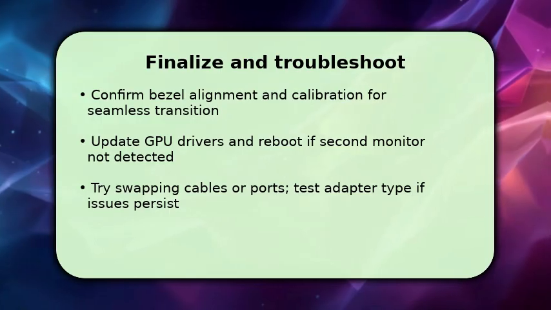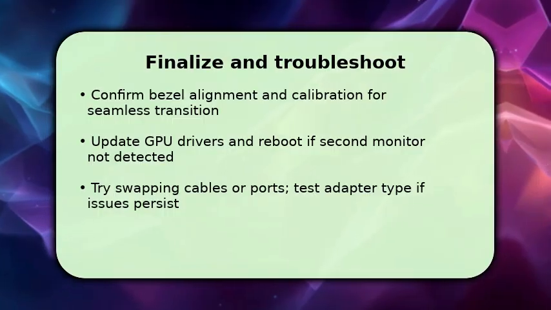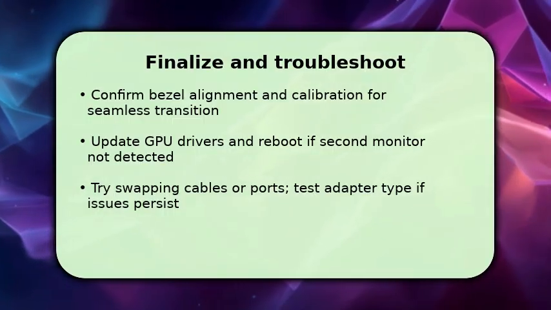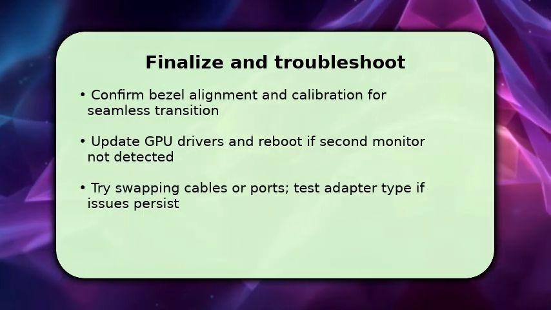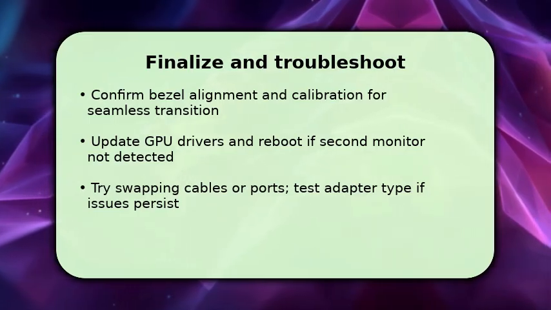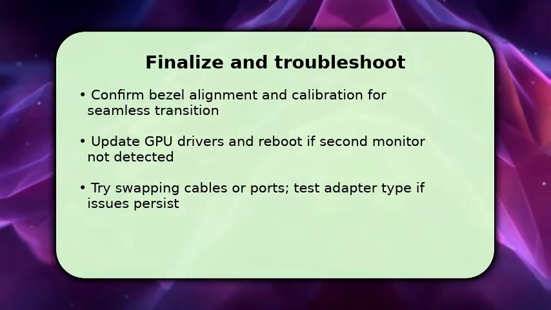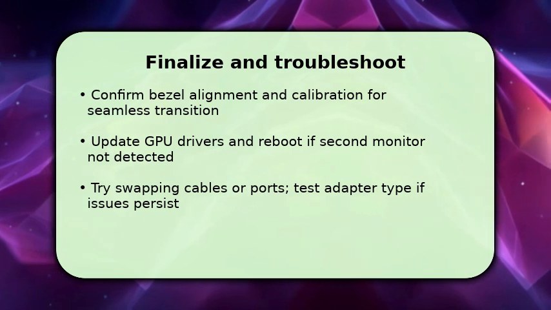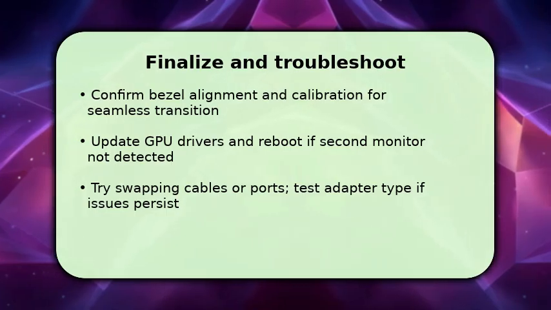Make sure GPU drivers are current, update them, and reboot to resolve many detection issues. If the second monitor still fails, swap cables, try different ports, or replace passive adapters with active ones. Sometimes a USB-C or Thunderbolt dock helps when ports are limited. One key troubleshooting tip: if a monitor shows signal but no image, test it on another system to isolate whether the cable, adapter, or monitor is at fault.